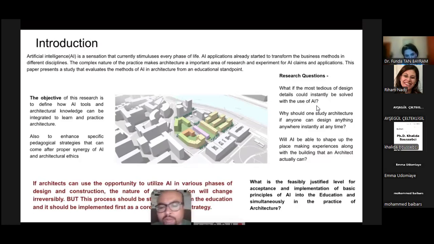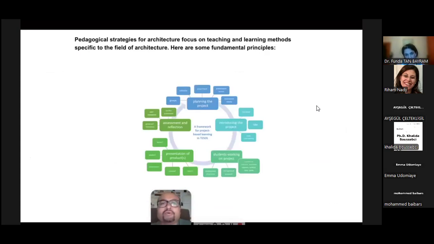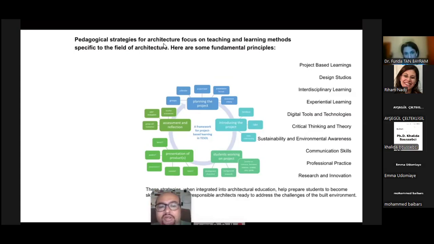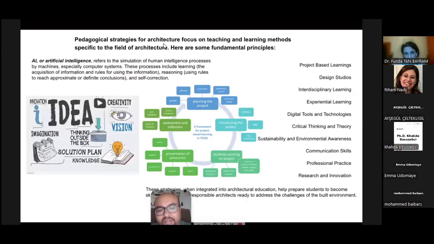Let's first focus on the basic fundamentals or principles that we normally take up in teaching and learning methods in the field of architecture. Any such method normally starts globally from project-based learning. Then it follows with design studios, interdisciplinary learning, experiential learning, critical thinking theory, digital tools and techniques, sustainability and environmental awareness, communication skills, research and innovation, and lastly it delves into typical professional practice. This is the hierarchy and sequence we follow to prepare students to become skilled and responsible architects.